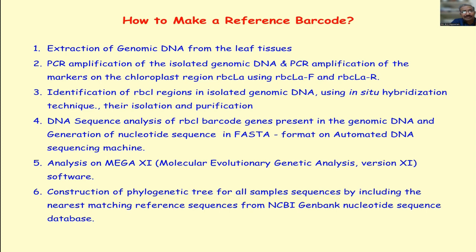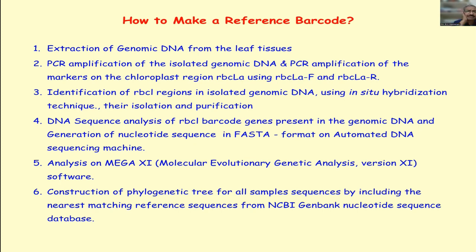So it will make a double-stranded region, some part. When it is filtered through hydroxyapatite columns, all single-stranded DNA will go out, filtered. Only this double-stranded piece will remain in the hydroxyapatite columns. So identification of rbcL genes in isolated genomic DNA using this technique, the in situ hybridization technique, their isolation and purification, that will be the next step.